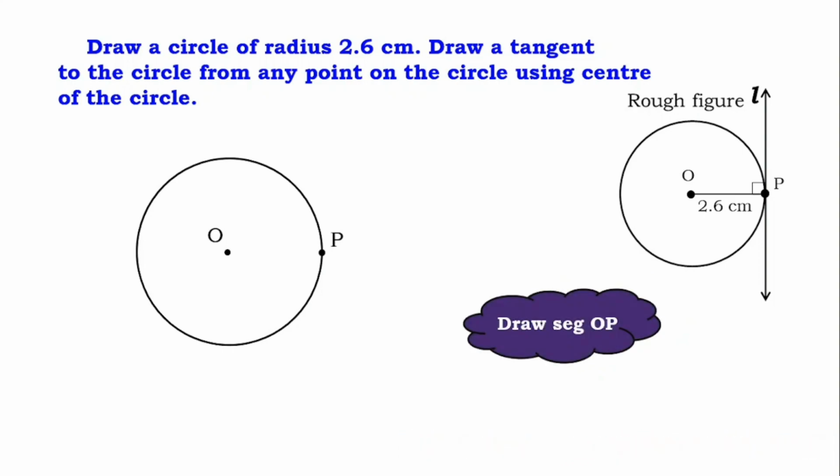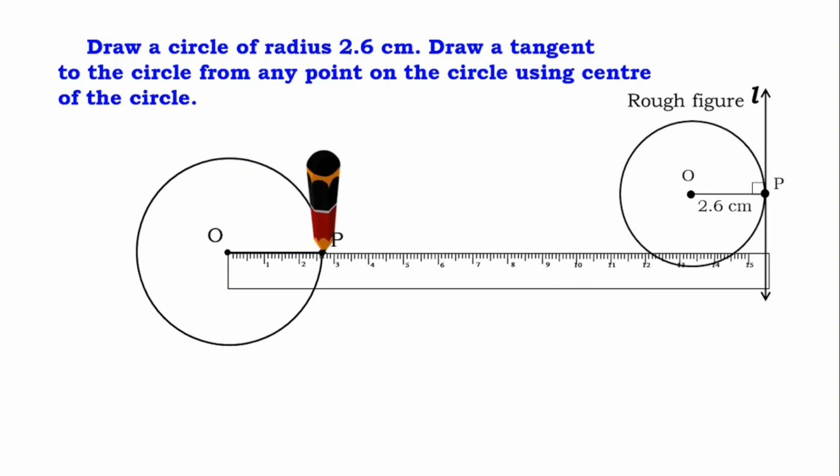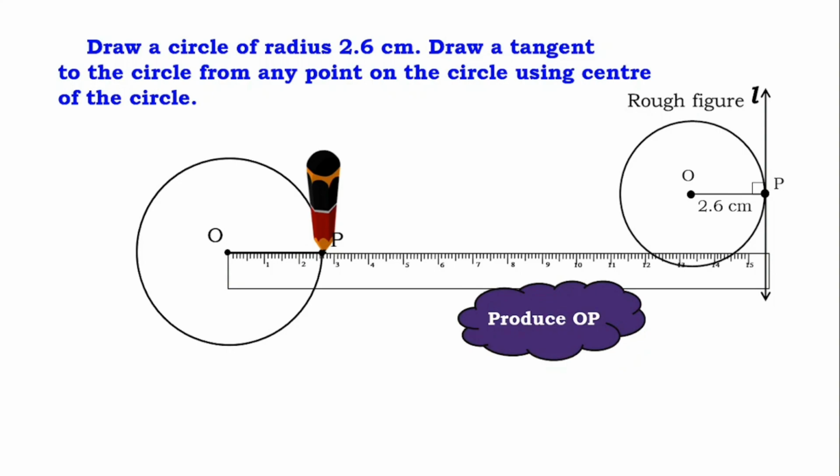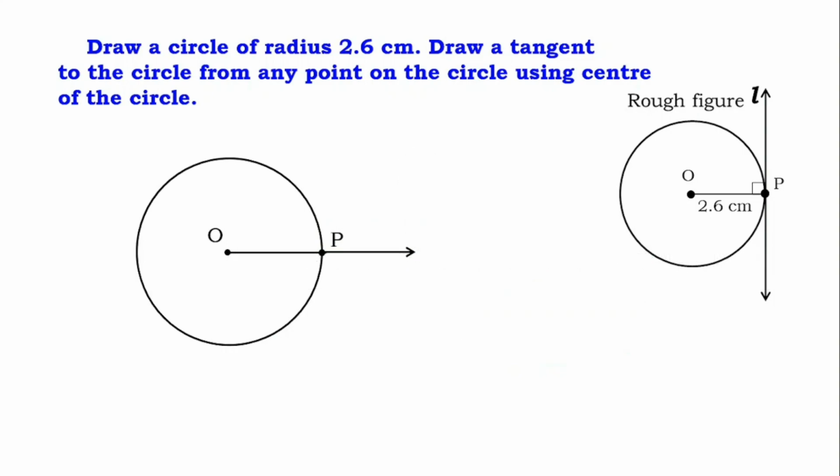Draw segment OP. So I'll join this OP like this. Scale, pencil. Produce OP. So I'll extend this OP like this. Okay, understood? Now what I'll do?